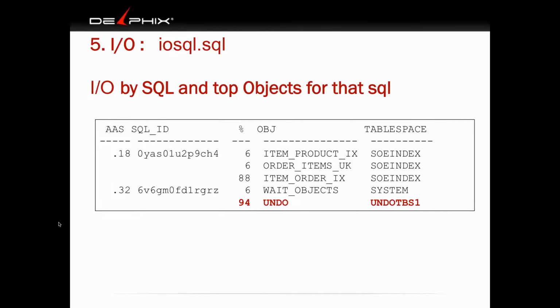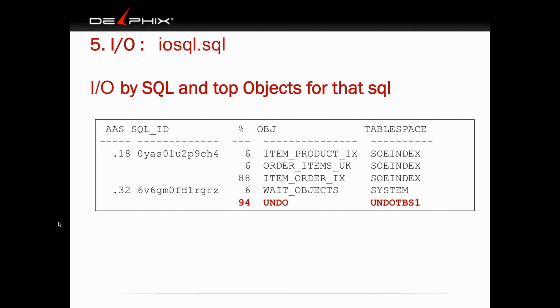The one I like the most is this IO SQL.sql. The first column is how much load this query is putting on the database, AAS. What's the query ID? And then for the I/O, where is the I/O coming from? It'll name each object used by that query and which object is causing the most I/O. So for this first query, the SQL ID, most of the I/O is coming from the item order index. And this is really cool. For the second one, most of the I/O is coming from undo.